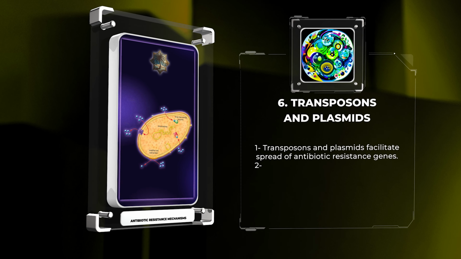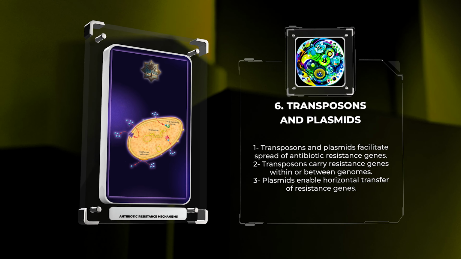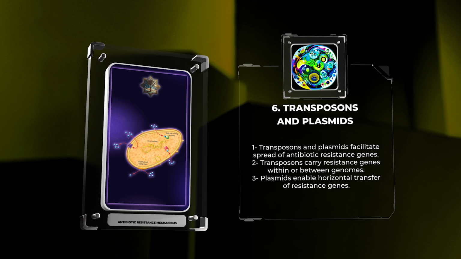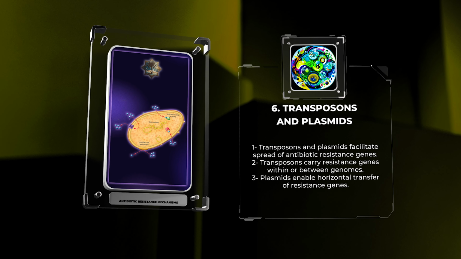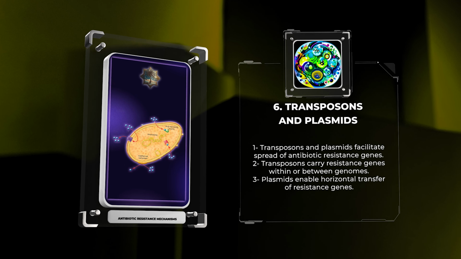Together, transposons and plasmids facilitate the spread of antibiotic resistance genes in bacteria. Transposons can relocate within or between genomes, carrying resistance genes. Similarly, plasmids are DNA elements that can be transferred between bacteria, enabling the horizontal transfer of resistance genes.